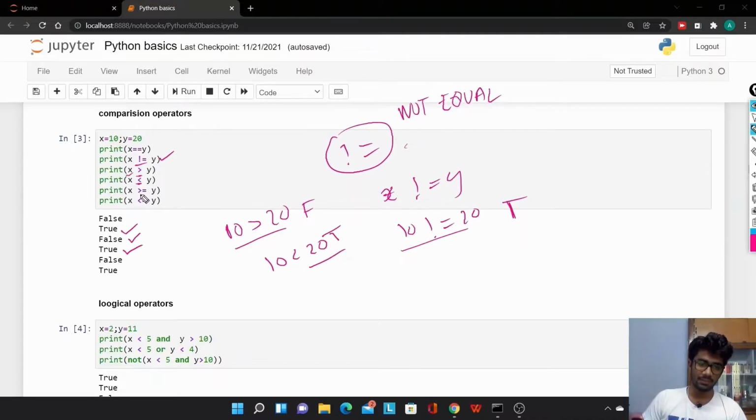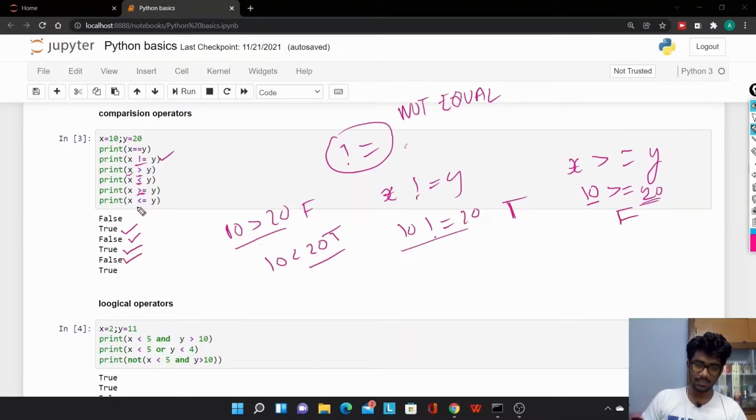In the same way, we can see the greater than or equal to, which indicates that the value x may be greater than or may be equal to the value y. But the value of x is not greater than y because the value of y is 20, and it is not equal to y because the value of y is 20 and the value of x is 10. So that's the reason the statement is false. So that's the reason we are getting the output as false.